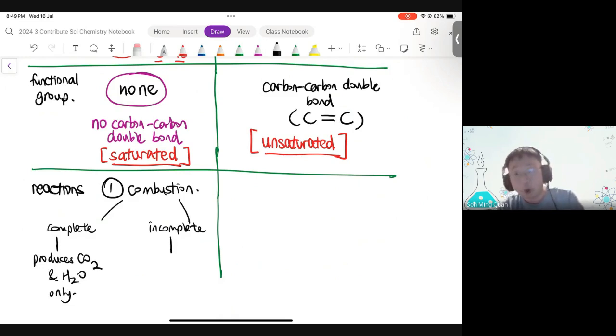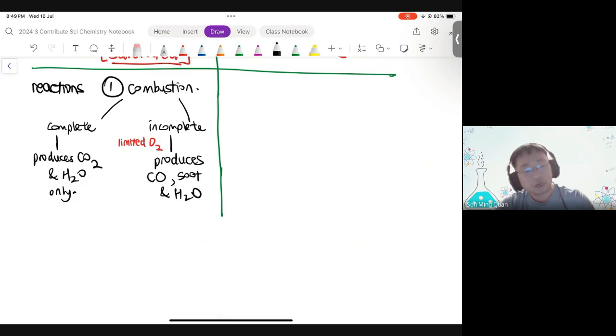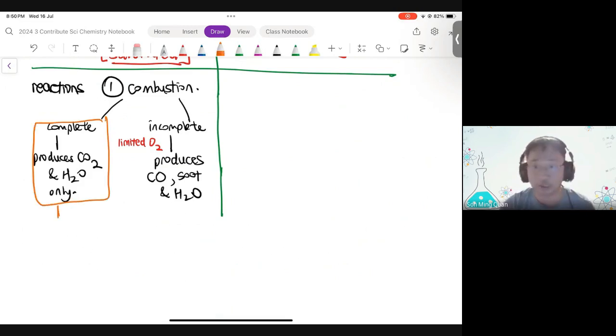Incomplete combustion occurs when you have limited oxygen. So whenever you have a limited supply of air or limited supply of oxygen, that's when incomplete combustion happens. Now, when incomplete combustion happens, it produces a mixture of CO, which is carbon monoxide, soot, and water. Okay, so that's the first reaction of alkanes. Now, in particular, for complete combustion, you must be able to balance the equations.